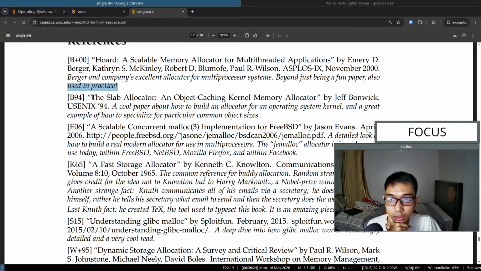The Slab allocator, an object-caching kernel memory allocator. A cool paper about how to build an allocator for an operating system kernel, and a great example of how to specialize for particular common object sizes.